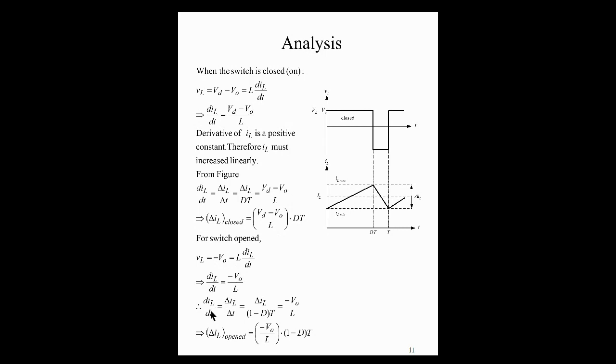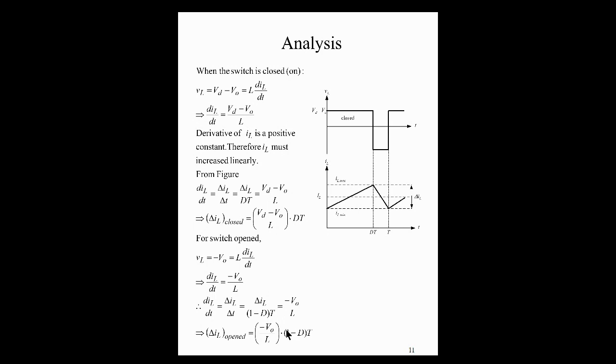Of course, same kind of analysis. What do we mean by di/dt, change in current over change in time? Recall that the change in time when it is open is just equal to 1 minus d multiplied by t. That's 1 minus the duty cycle multiplied by the period. Of course, it's equal to minus V out over L. So we're going to find the change in current when the switch is open. So just rearrange this expression. We have minus V out over L. Just bring the 1 minus d times t up, and we get this expression.